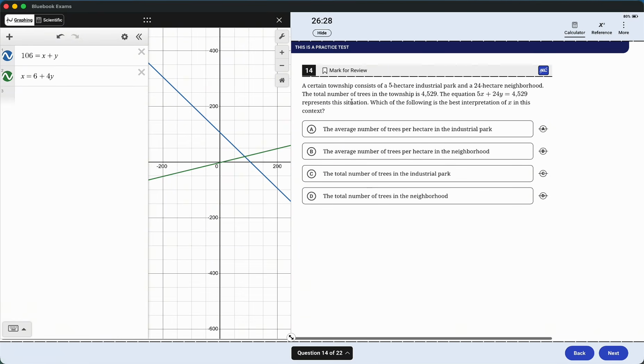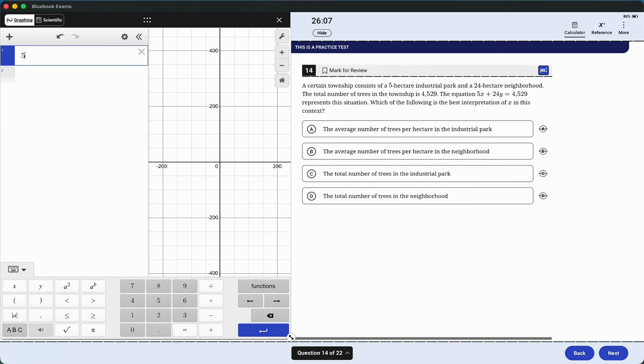Next one, this is just a reading problem. A certain township consists of a 5-hectare industrial park and a 24-hectare neighborhood. The total number of trees is 4,529. The equation 5x plus 24y equals 4,529 represents the situation. What's the best interpretation of x? This is a really common question. I've seen this a bunch of times, right? People usually mess this up, but it's really simple. Let me break this down for you, right?